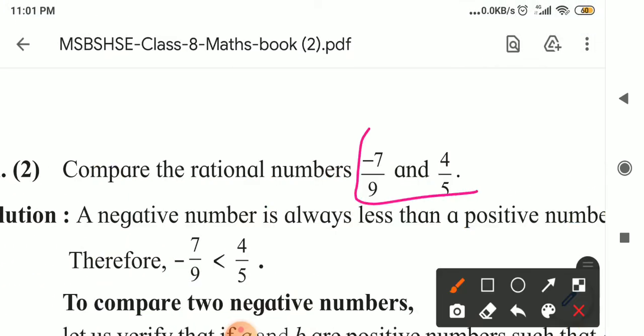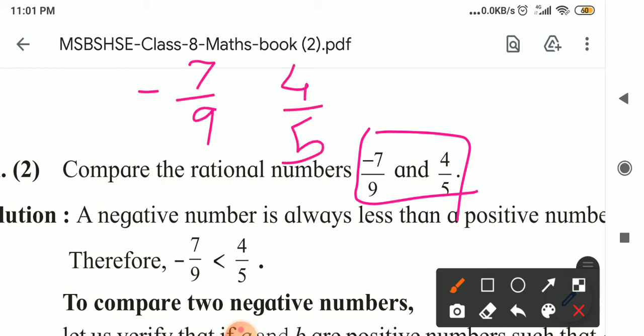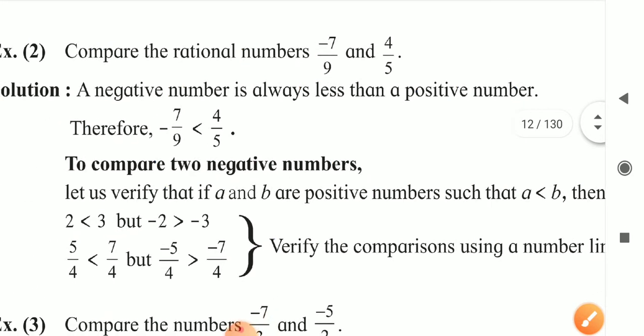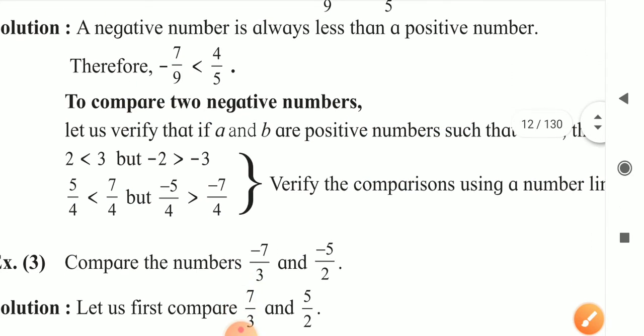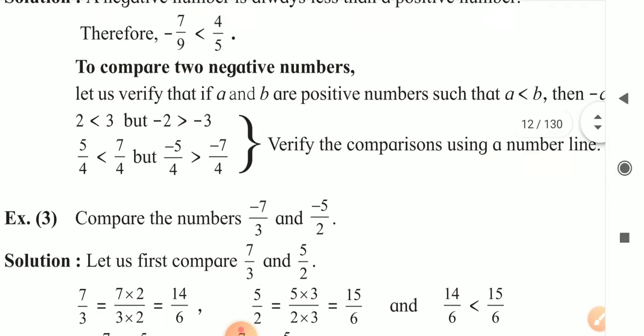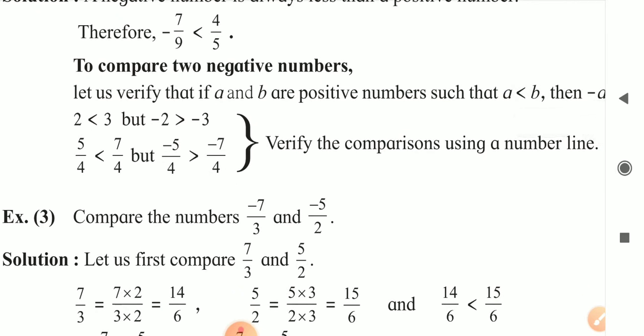Just now I told you the rule, that negative numbers are always smaller than positive numbers. So directly you have to write this. Okay, easy it is. Second question. Now we will see here. Here verification is given, but you just understand the rule I told you, that only.